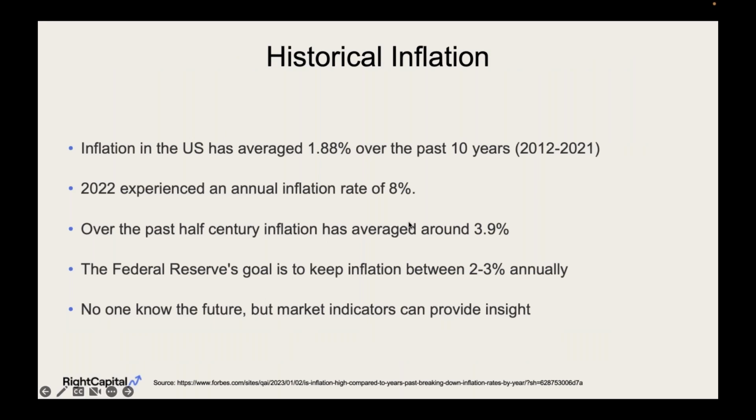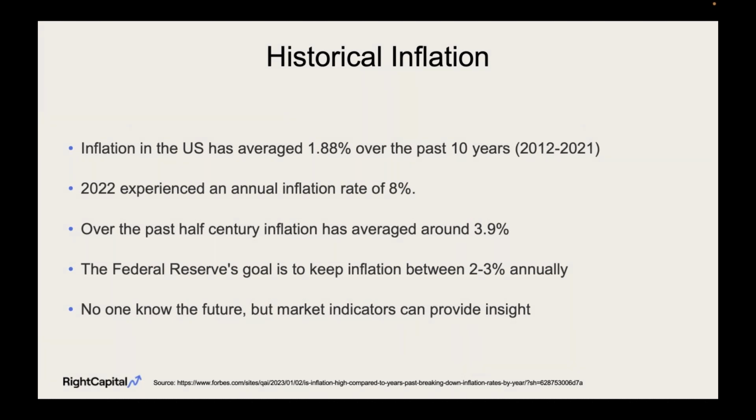But ultimately, overall, we know that in the US over the past 10 years, inflation, or I should say that from 2012 to 2021, inflation actually averaged only 1.88%. But we did see record inflation, of course, in 2022, and really over the past half century, we've seen it average around 3.9%, in spite of that recent spike. And ultimately, the Federal Reserve's goal is to keep that inflation between 2 and 3% annually.